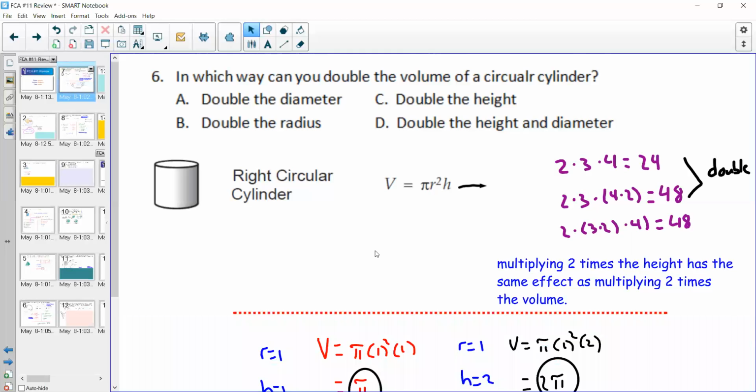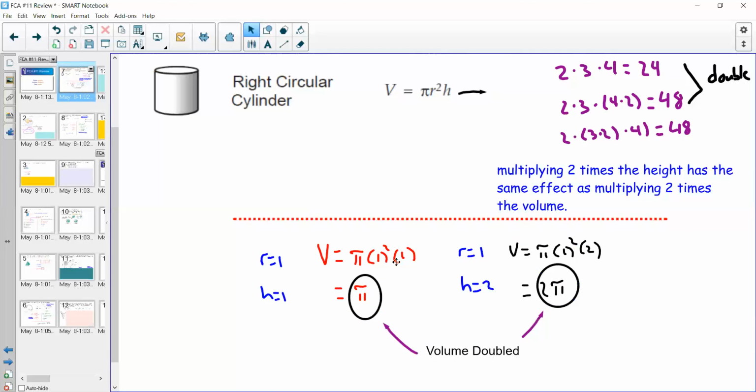Another way to look at it is, let's just start with a radius of 1, or a height of 1. The volume would be pi. Now let's double the height. Let's go from 1 to 2. And notice I've got twice the volume. So I'm kind of going fast because we're running out of time.